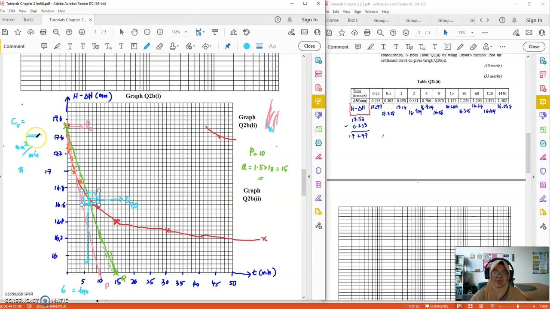Until we meet again, next inshallah we will learn about e-log pressure, CC, CR, and also how to obtain the pre-consolidation pressure. There's a beautiful story behind the pre-consolidation pressure, inshallah.